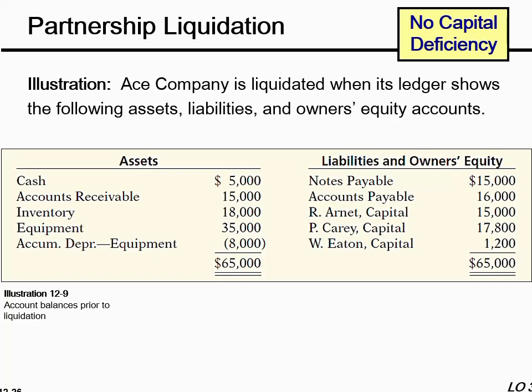Now let's move towards our third learning objective, which is partnership liquidation. In partnership liquidation, we will be liquidating the business. It's not the cancellation of the partnership contract, it's the closing of the business. The partnership is being liquidated, it is going to be closed. So we have different cases in this partnership liquidation.